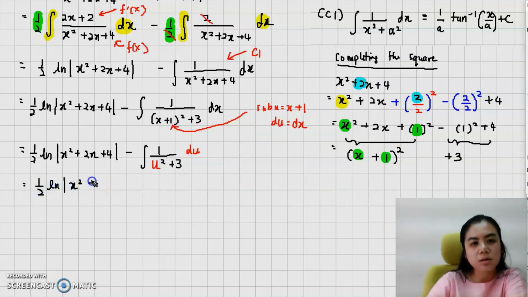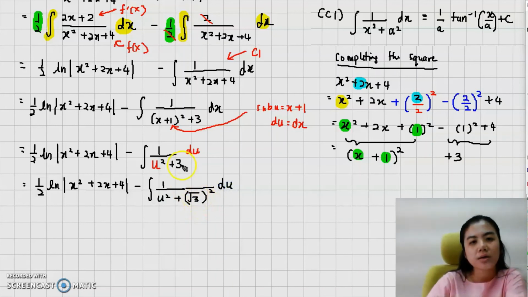We have learned that in class, right? You just have to change the 3 to square root of 3 squared. We do not change the question at all. But now we are in the form that we can use the formula of C1, and this is your u squared, and our a is actually square root of 3. So let's apply the formula here.